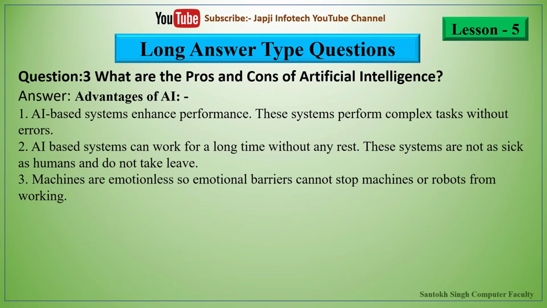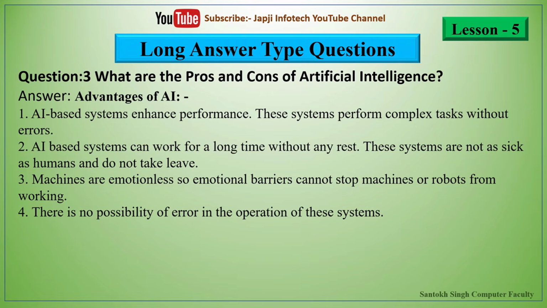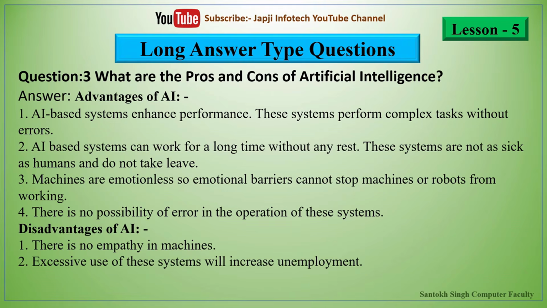Third one is machines are emotionless, so an emotional barrier cannot stop a machine or robot from working. And fourth one is there is no possibility of error in the operation of the system. Disadvantages of artificial intelligence are: the first one is there is no empathy in the machine.